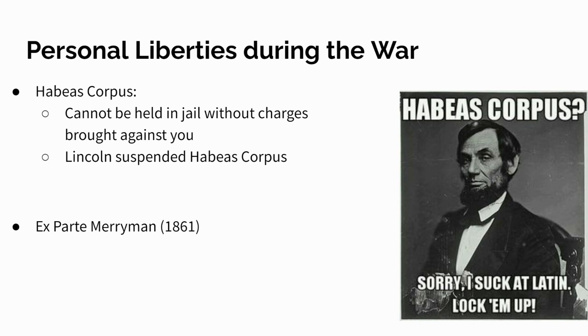Some other examples of how Lincoln does this: he orders a blockade of the South without getting approval from Congress. Okay. He increases the size of the federal army through drafts, again, without getting approval from Congress. So there's a lot of things Lincoln does without approval from Congress in order to try to help the Union and the North win the war.